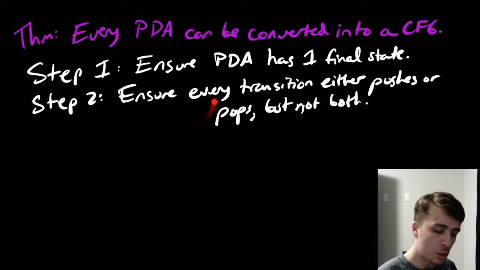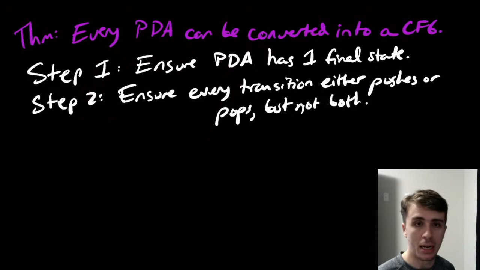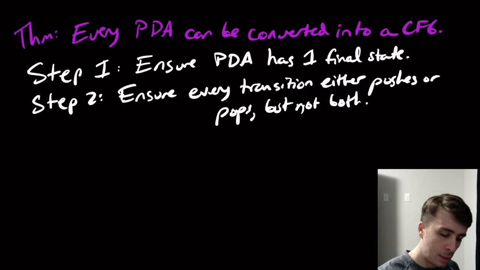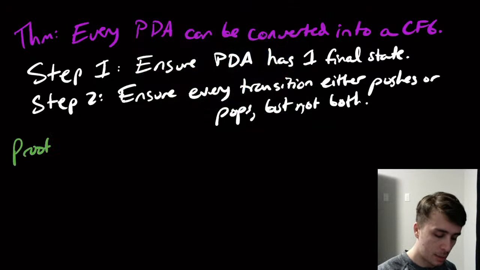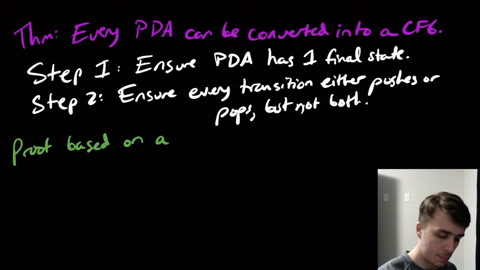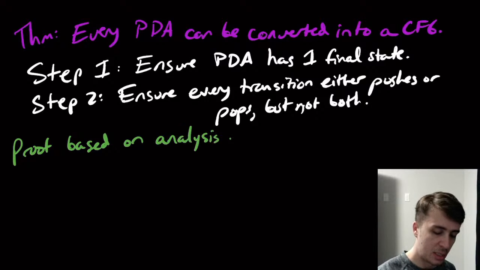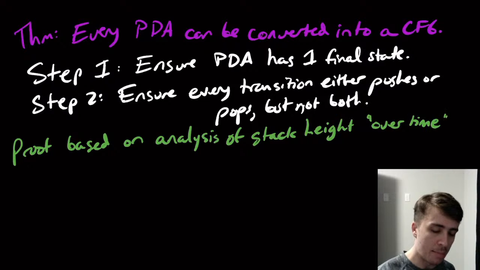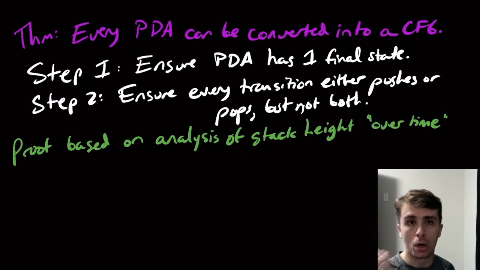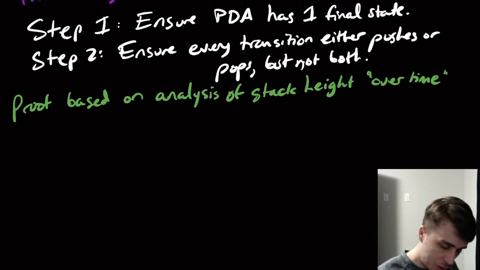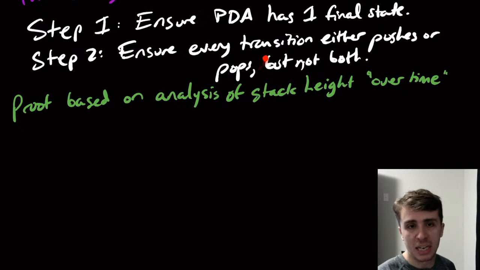Okay, so once we have these 2 steps done, then what do we actually do? The proof then is based on analysis of the stack height over time. By over time, I mean when we apply more transitions in the PDA. So what actually happens here? The first step is not as important right now. The second one is important.